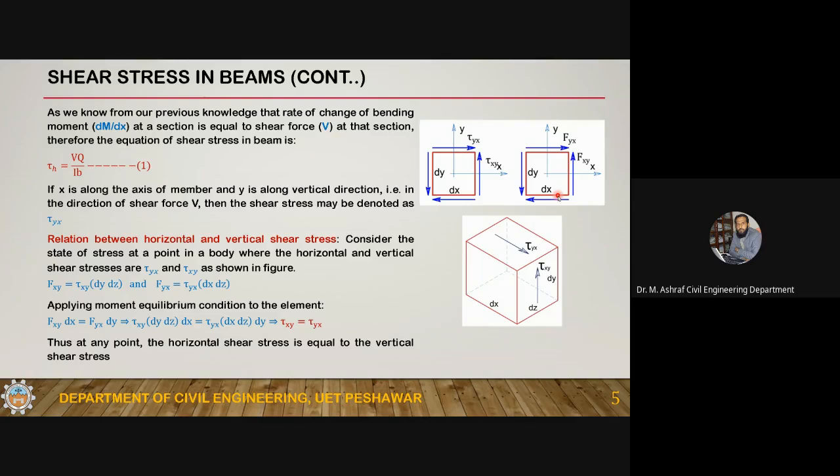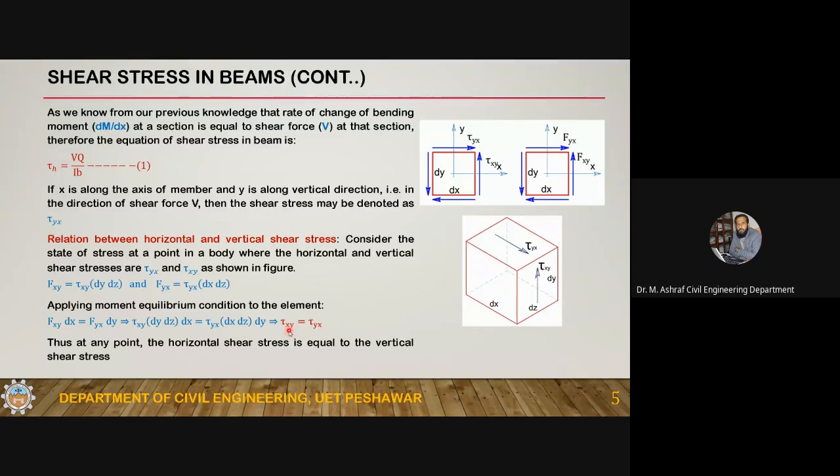Since the body is in equilibrium, the stress element will be in equilibrium. So apply the moment equilibrium condition, and this couple must be equal to this couple. So you have fxy into dx plus fyx into dy. Plug in the value of fxy and fyx. Finally dx, dy, dz will cancel, and you are left with tau xy is equal to tau yx. That is the shear stress.